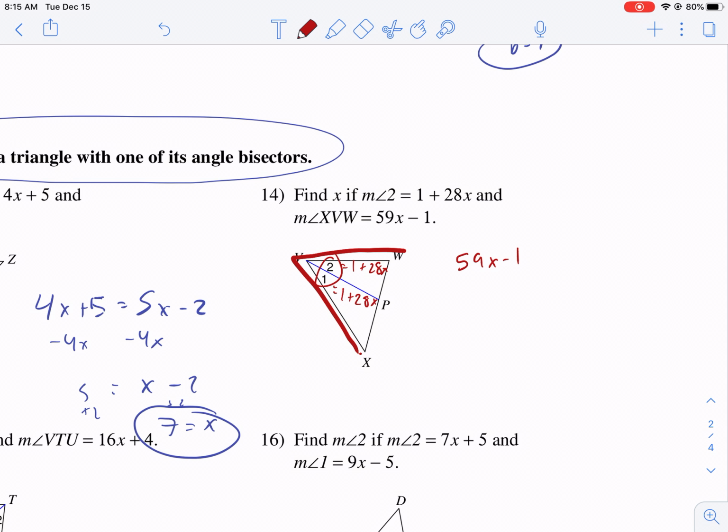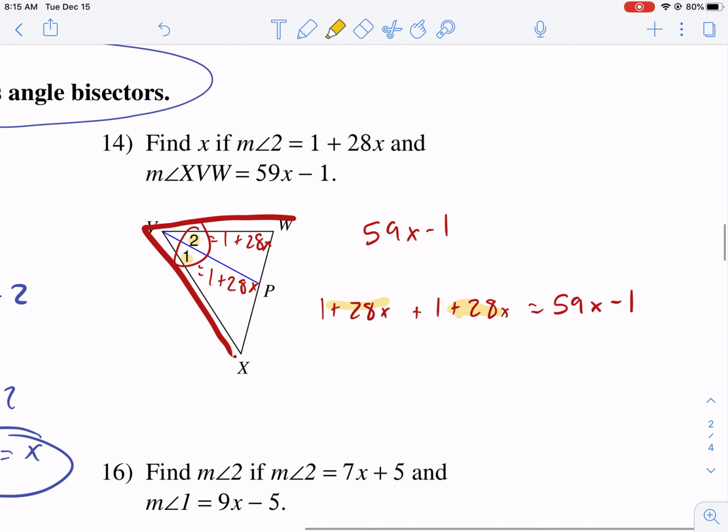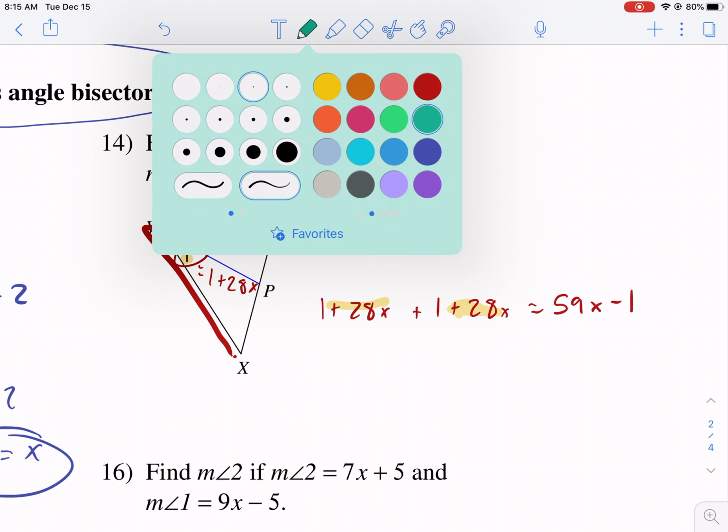So what we could do here is say 1 plus 28x plus 1 plus 28x equals 59x minus 1, the big one. Okay? These two smaller ones need to add up to give you the big one, as I demonstrated there. Or you can do 1 plus 28x times 2 because it's being bisected and set that equal to 59x minus 1. It's the same deal.